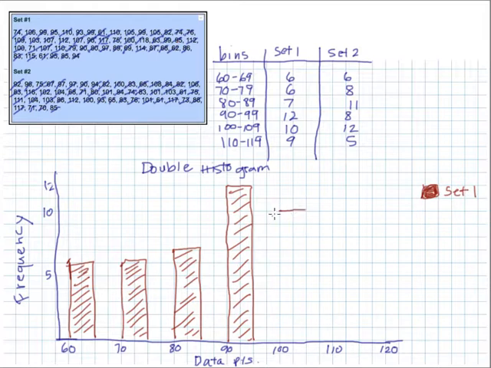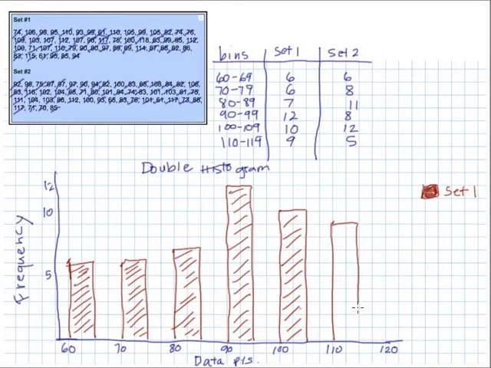So the next bar is at 10. Draw that one in. And the final one is at 9. So draw that one. Okay, now I'm going to go through and do bars for the second set of data.